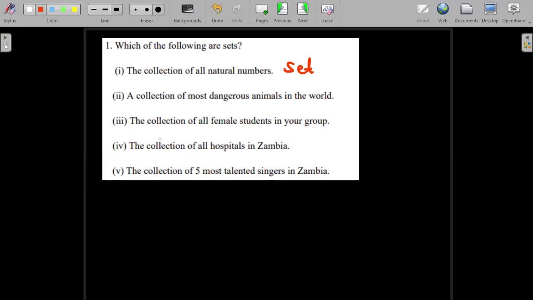We understand the collection of natural numbers; there's no subjectiveness to what a natural number is. We all know that natural numbers are numbers that are used for counting, and they are positive, and they start from 1 all the way up to infinity. So they go 1, 2, 3, all the way up to infinity. There's no subjectiveness to this set of natural numbers. Thus, it qualifies to be a set.